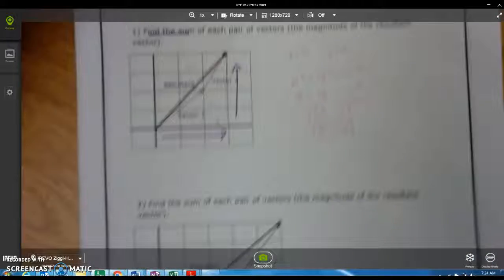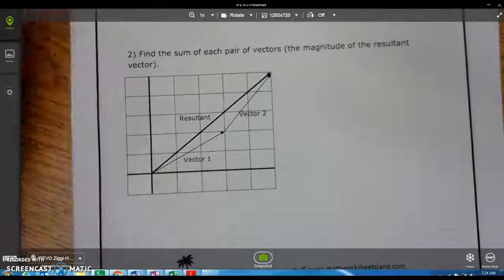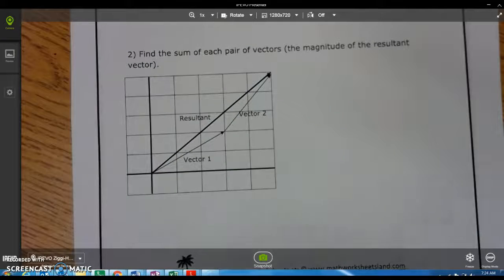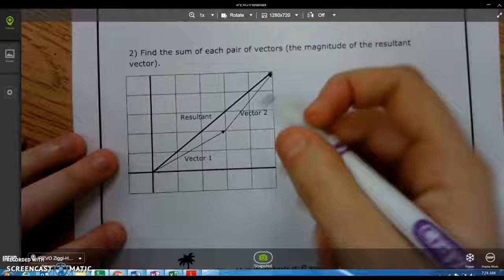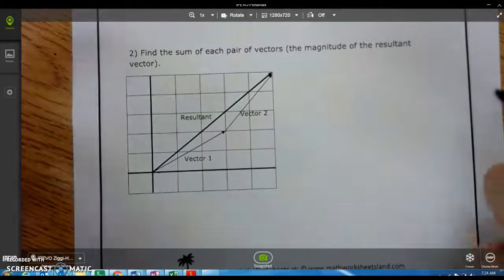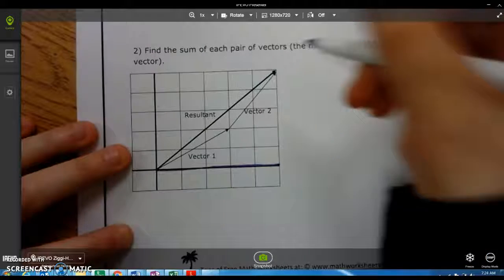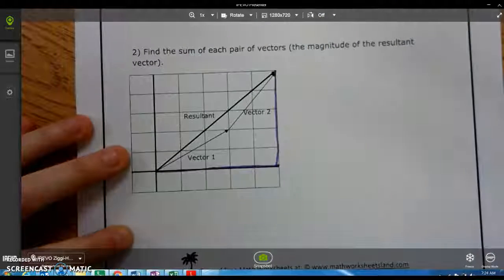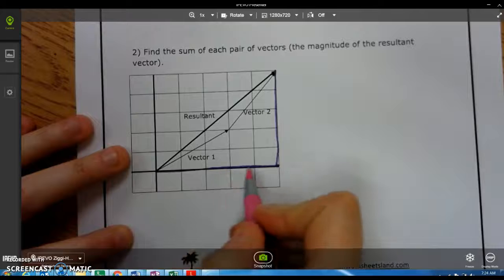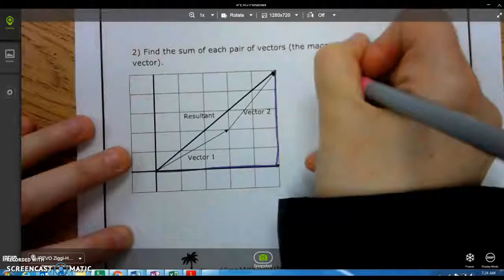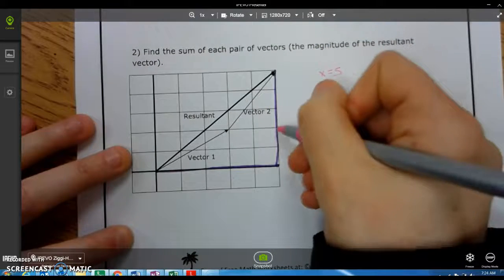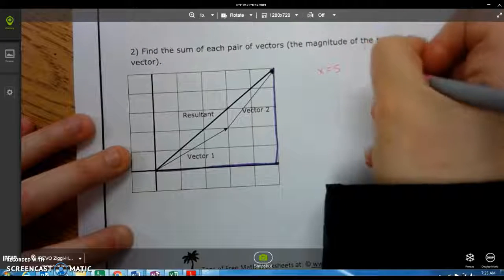I got 3 examples for you, so let's go ahead and go to the second one. Find the sum of each pair of vectors. Once again, this one moves this way and this one moves this way, but I just want to know where they end up in the end. So I take this direction and I take this direction. 1, 2, 3, 4, 5 in the x direction. 1, 2, 3, 4, 5 in the y direction.